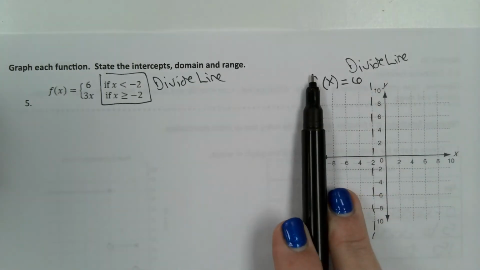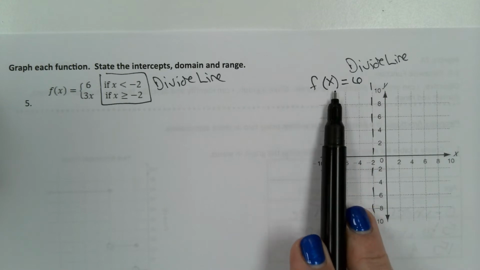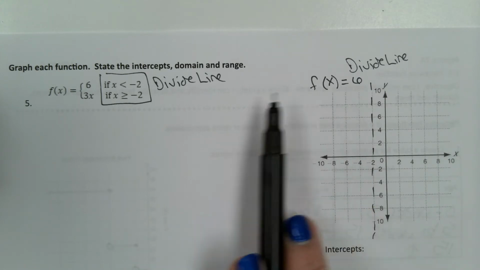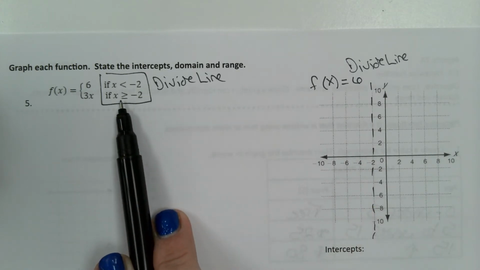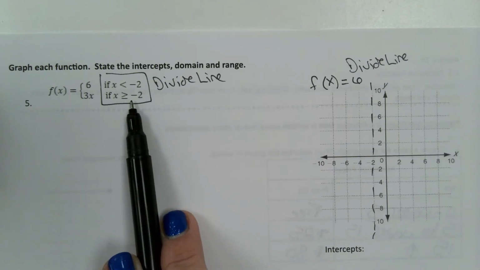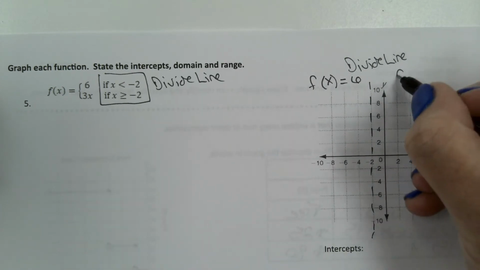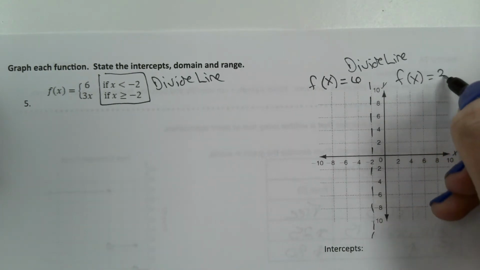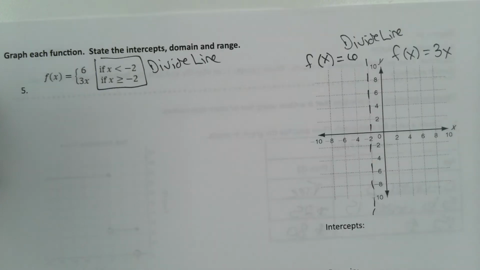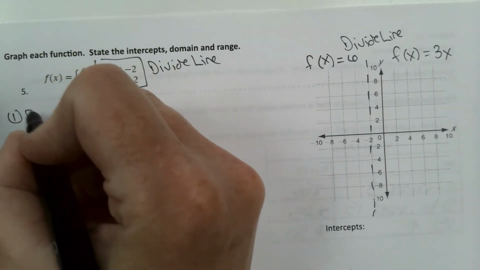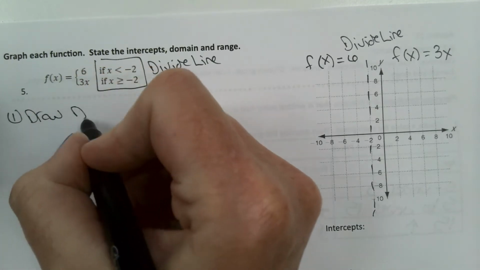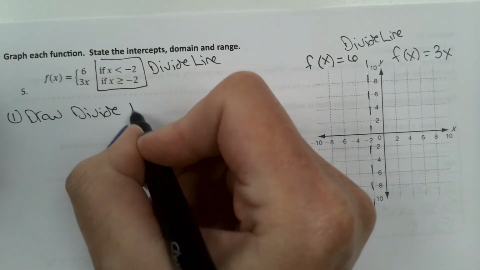So on this side of the line, you use the function f of x equals 6. But on the right side of the line, that says if x is bigger than or equal to negative 2, then you will use 3x. So on this side, you have f of x equals 3x. So step number 1, you draw in your divide line.